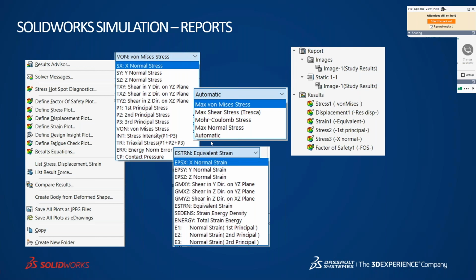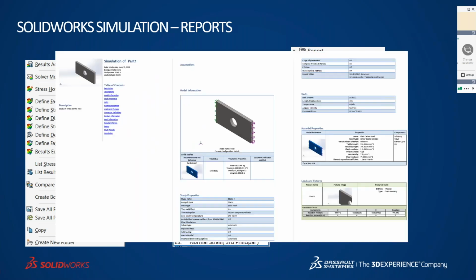This is a sample of how the report will look. It will be generated in a Word document, and in the Word document the model information, study properties, material properties, and loads and fixtures will all be included in the report. Anyhow, let me show you. So here you can see the action.